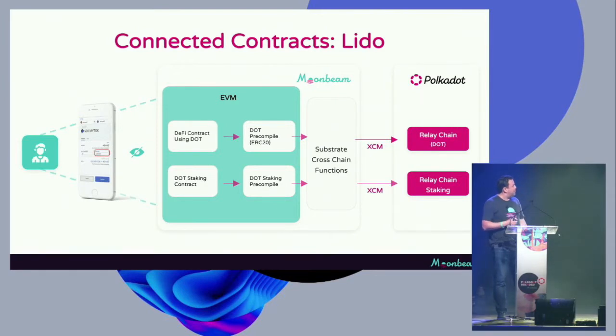And so this is a theme that you'll see in some of the other examples. I think this is a big unlock, right? You can create a better user experience when you have these cross-chain connected contracts, and it kind of hides complexity away from the user. So this is a great example of that in production today.